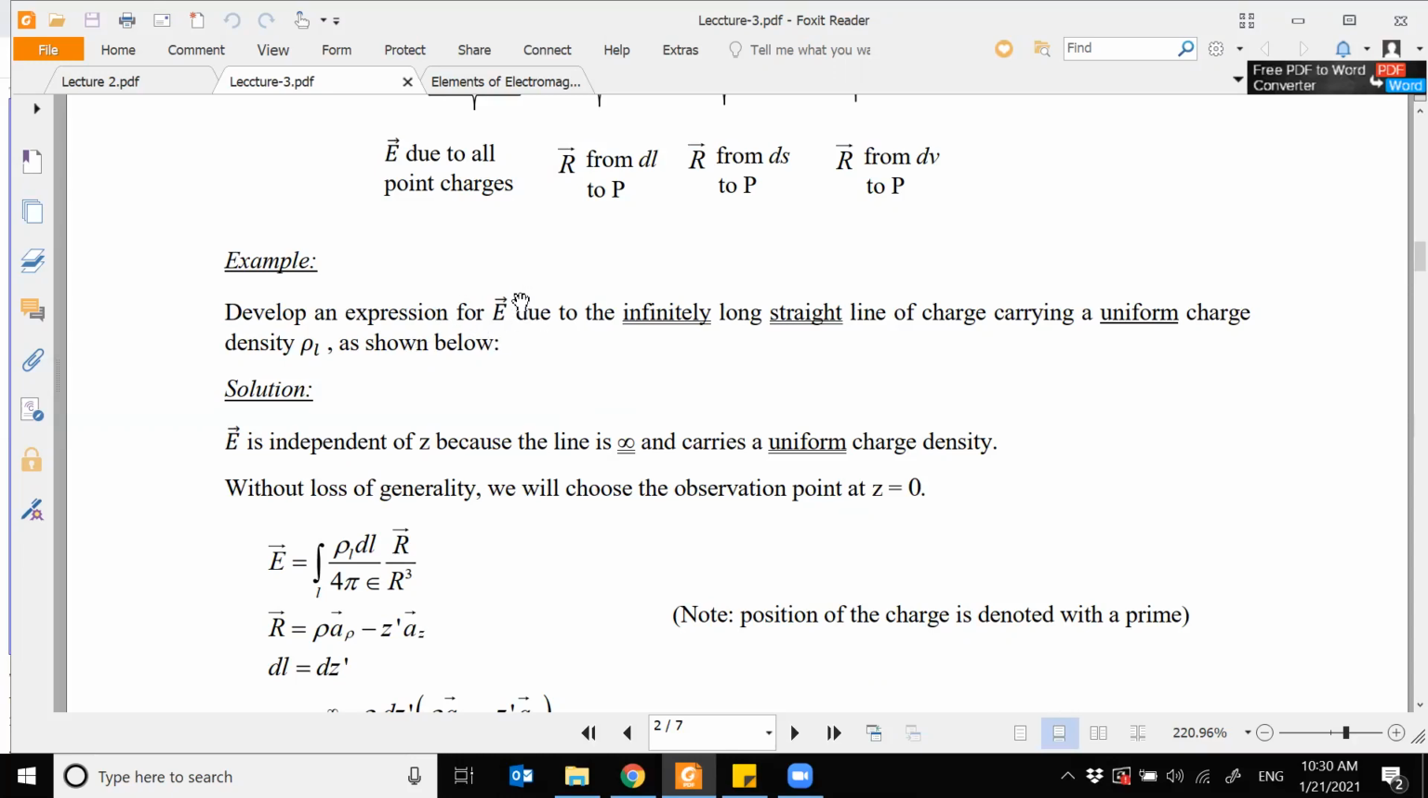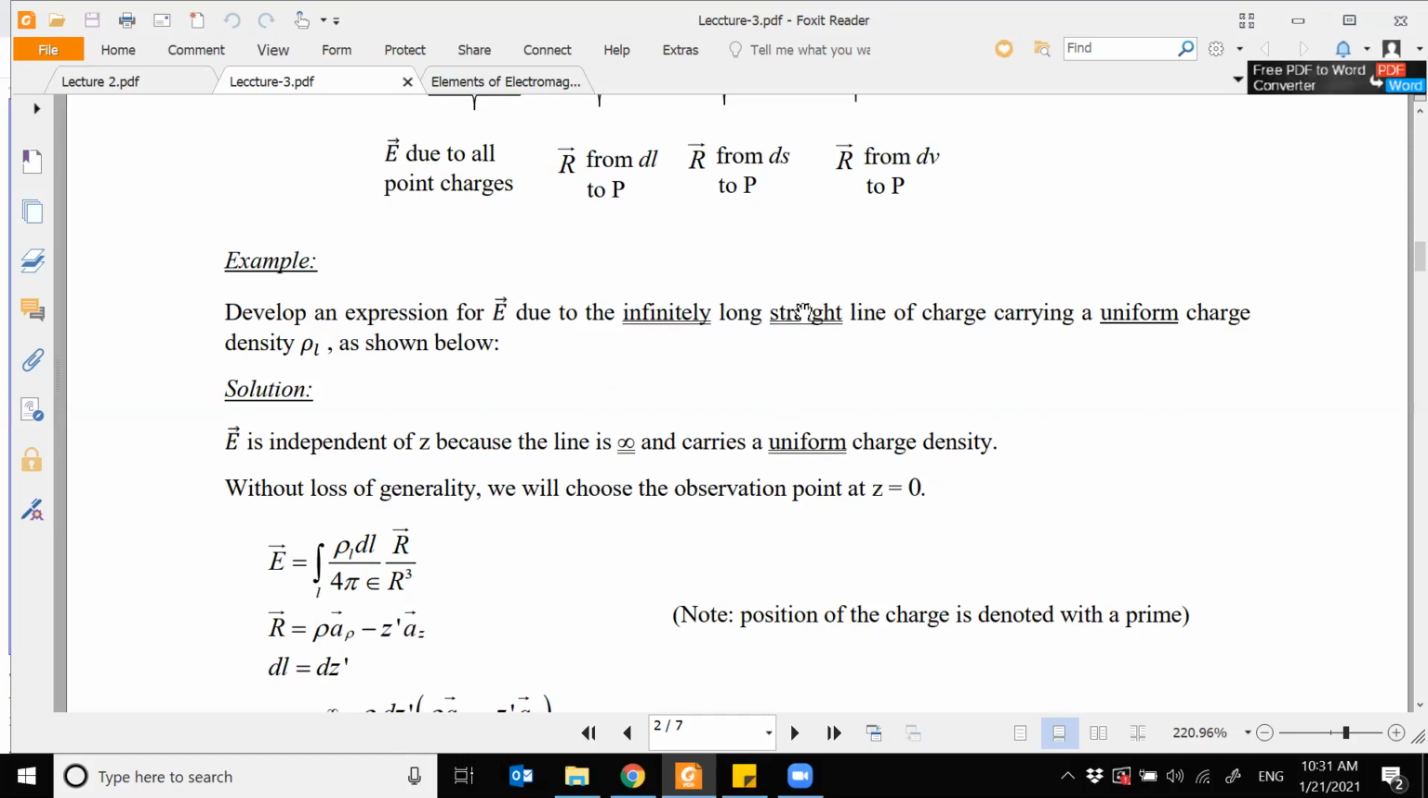So electric field, we need to develop an electric field E due to an infinitely long straight line. So we have a straight line which is infinitely long, and it has a charge. It's a line charge. That means it is carrying charge, and it is a line charge with a uniform charge density rho L. So rho L here is the uniform charge density, and it's a line charge, and it is infinitely long, and it is straight.